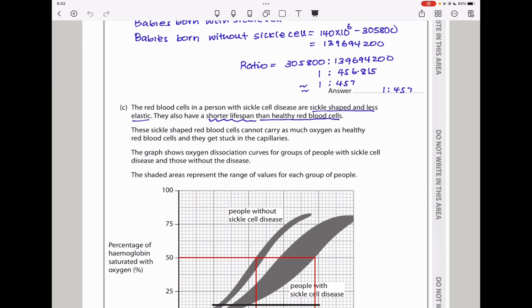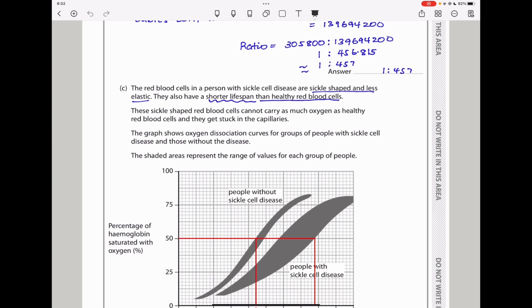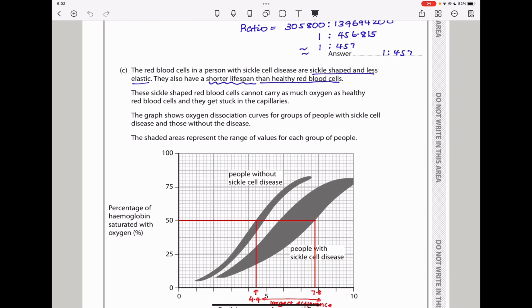The red blood cells in a person with sickle cell disease are sickle-shaped and less elastic. They also have a shorter lifespan than healthy red blood cells. These sickle-shaped red blood cells cannot carry as much oxygen as healthy red blood cells, and they get stuck in the capillaries. The graph shows oxygen dissociation curves for groups of people with sickle cell disease and those without the disease. The shaded areas represent the range of values for each group of people.